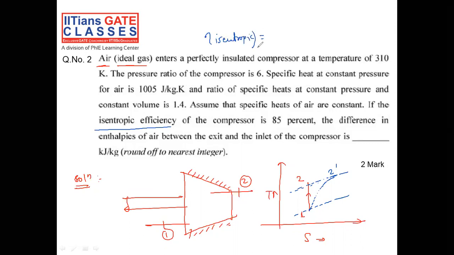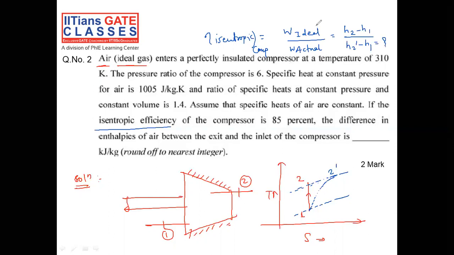Isentropic efficiency of compressor, we know that it is ideal work input divided by actual work input. That is, ideally we need to give a little bit of work, but actually we need to give more work. That is (H2 minus H1) divided by (H2 dash minus H1), and we need to find H2 dash minus H1 in the question.